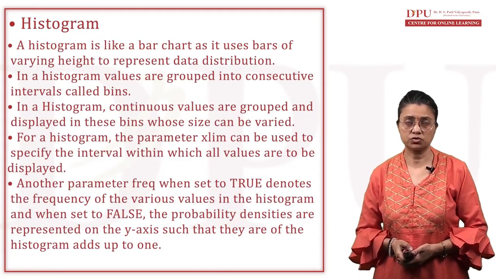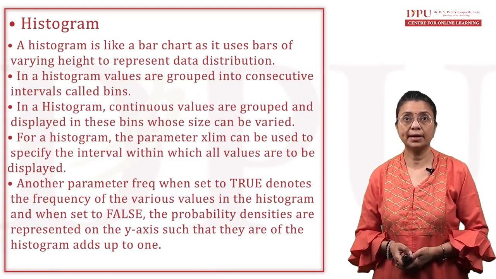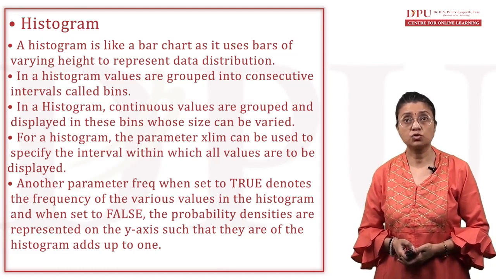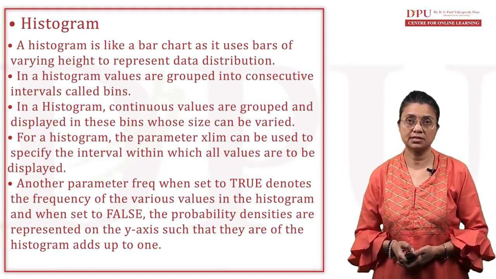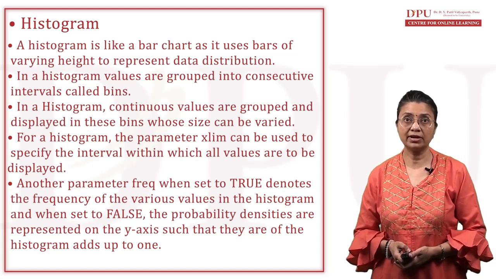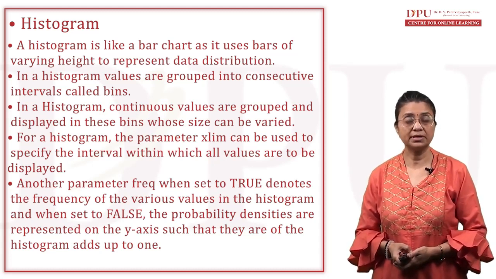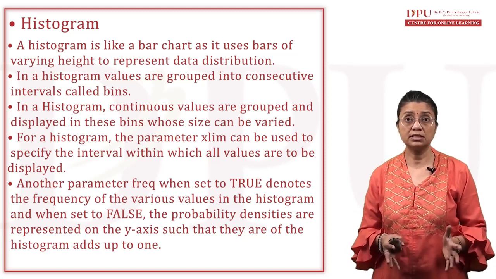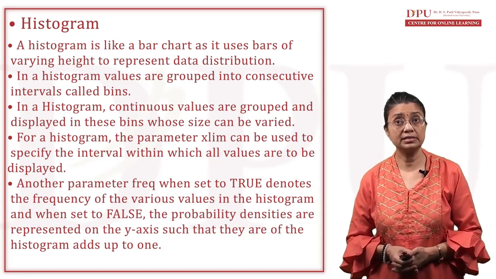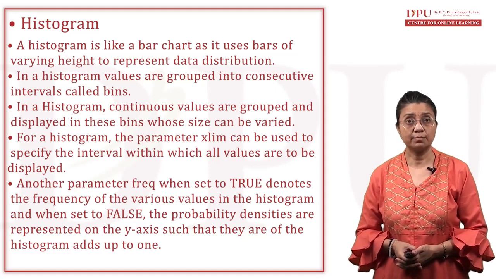Let's talk about a histogram. A histogram is like a bar chart as it uses bars of varying height to represent data distribution. In a histogram, values are grouped together into consecutive intervals called bins. Continuous values are grouped and displayed in these bins whose size can be varied.